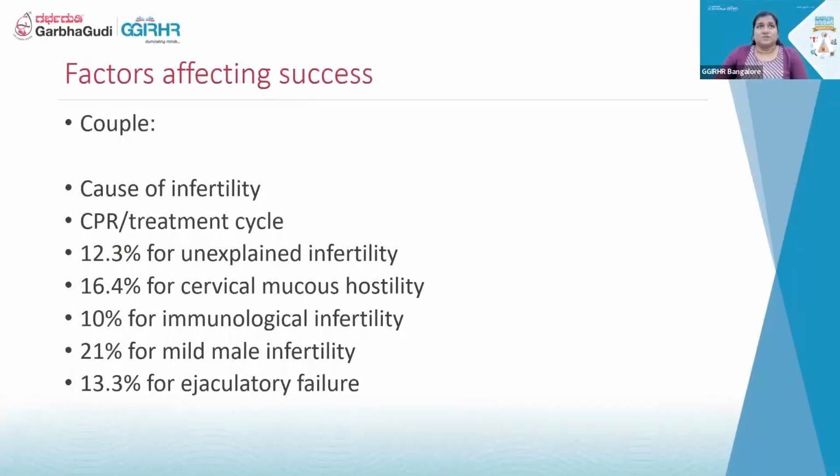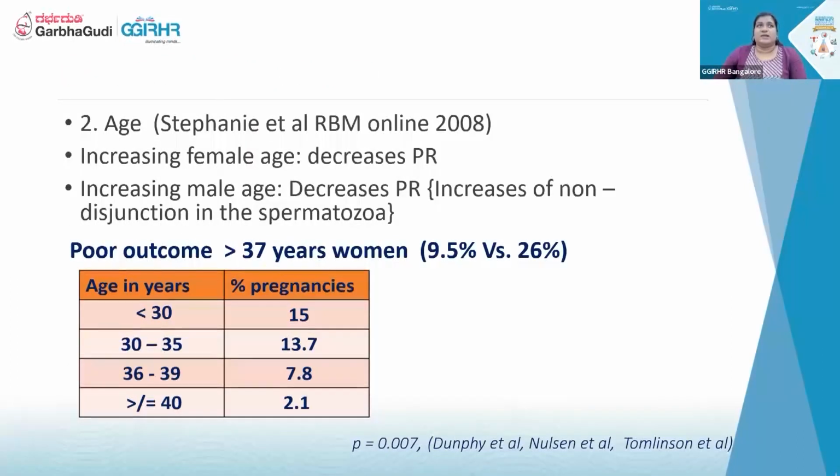What are the other factors which affect success other than the number of IUI cycles she underwent? The cause of infertility also determines the success rates of the IUI. The clinical pregnancy rate per treatment cycle is 12.3% for unexplained infertility, 16.4% for cervical mucus hostility, 10% for immunological infertility, 21%, this is the highest clinical pregnancy rate per cycle, for mild male factor infertility, and 13.3% for ejaculatory failure. The second determinant is age.